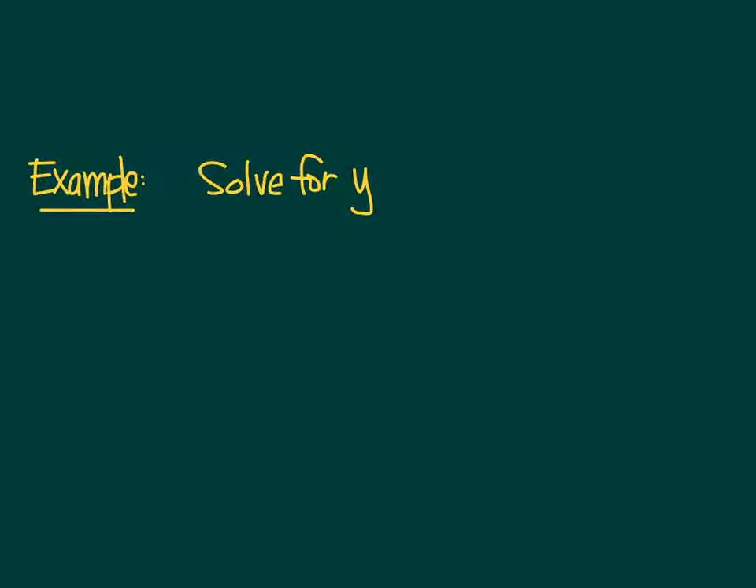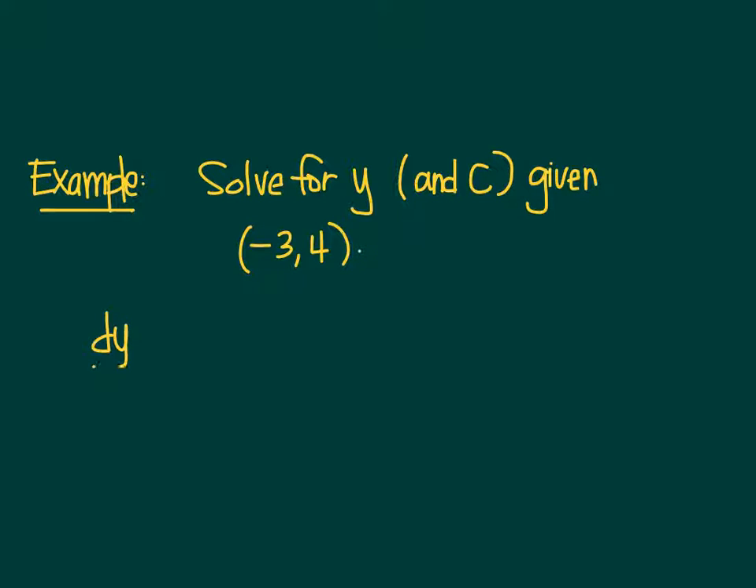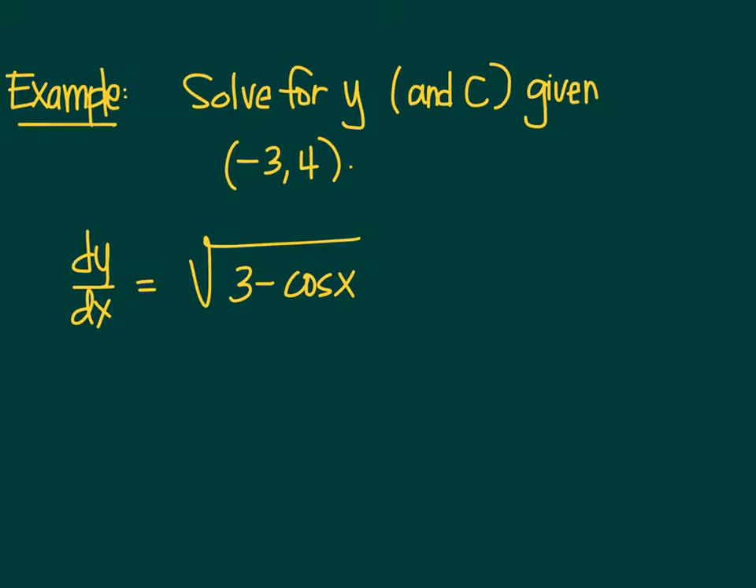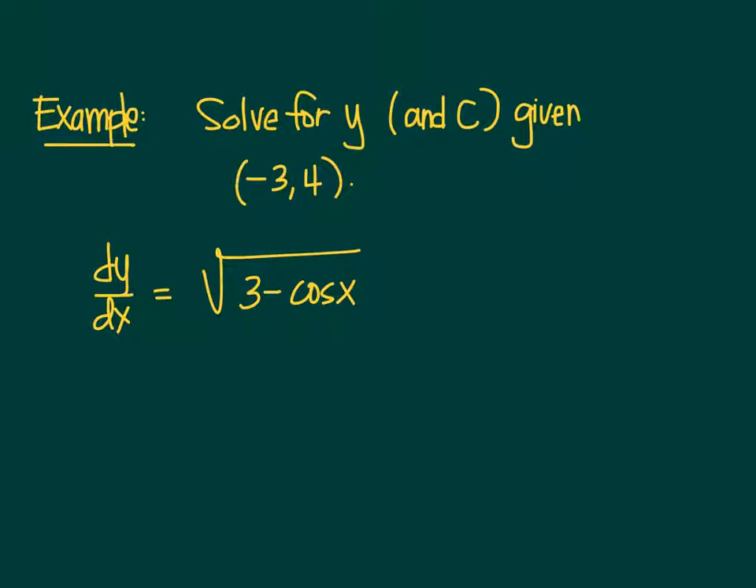Solve for y, and implied in that is also c, given (-3, 4). All right, we are given dy/dx equals the square root of 3 minus cos x. So don't overthink it too much. Solve for y. Well, what do I have to move first?